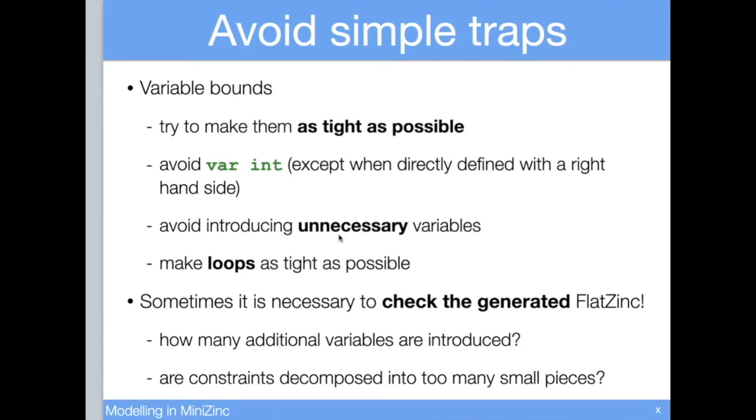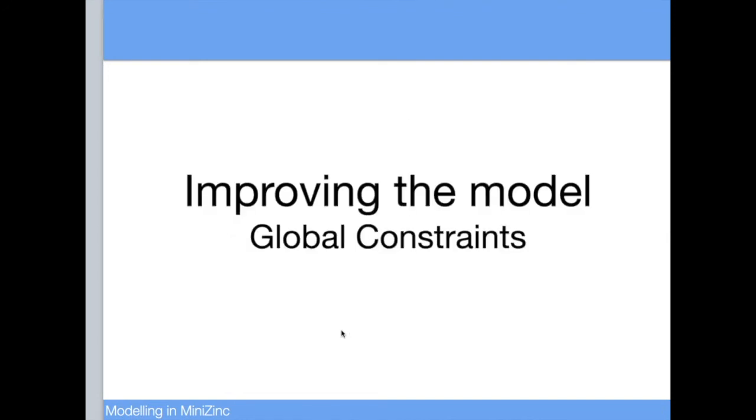So there's only one copy, there's two copies of the same variable. Simply making loops as tight as possible. And sometimes it's necessary to check the generated FlatZinc. I'll try to remember to do this in one of the examples I show you. That can show you how many additional variables are introduced and if constraints are being decomposed in a way that you don't understand. But we probably don't have enough time to do too much looking at FlatZinc. Hopefully, the idea is you should never have to look at FlatZinc.